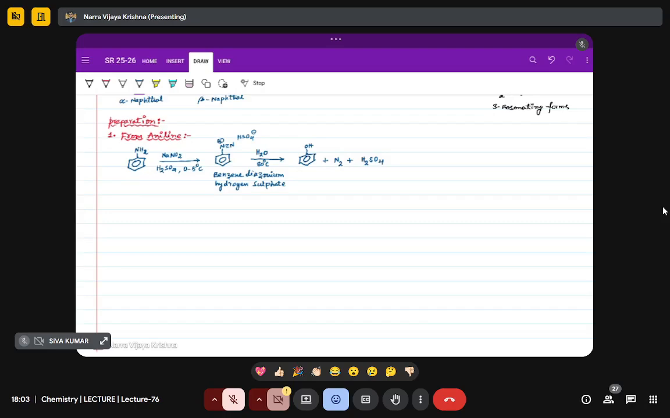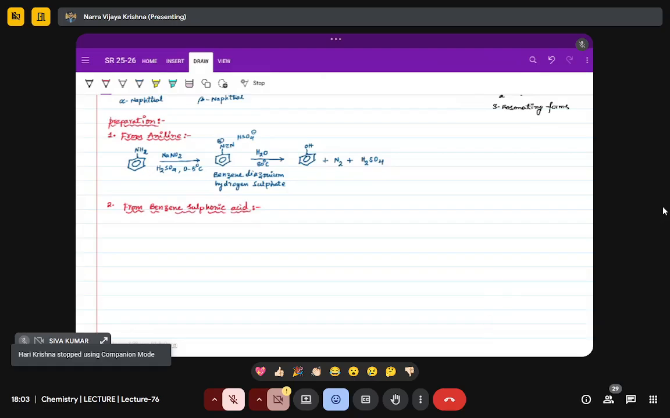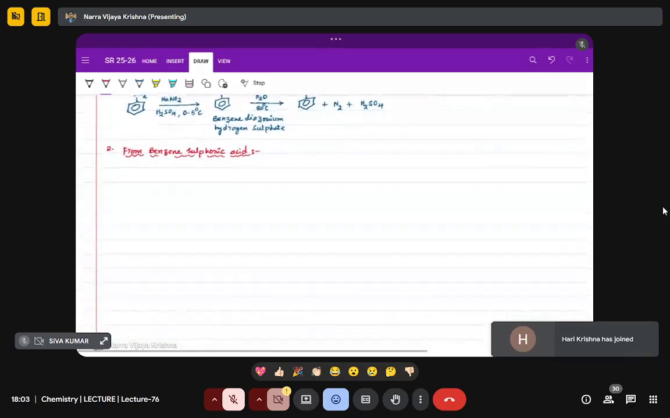Next, from benzene sulfonic acid, second reaction. Benzene sulfonic acid means you will have SO3H over benzene, right? If you have SO3H over benzene, it is highly unstable, right? So if you add water and boil, it will be replaced. Or if you add NaOH, then also it will be replaced, right? So the corresponding reaction.